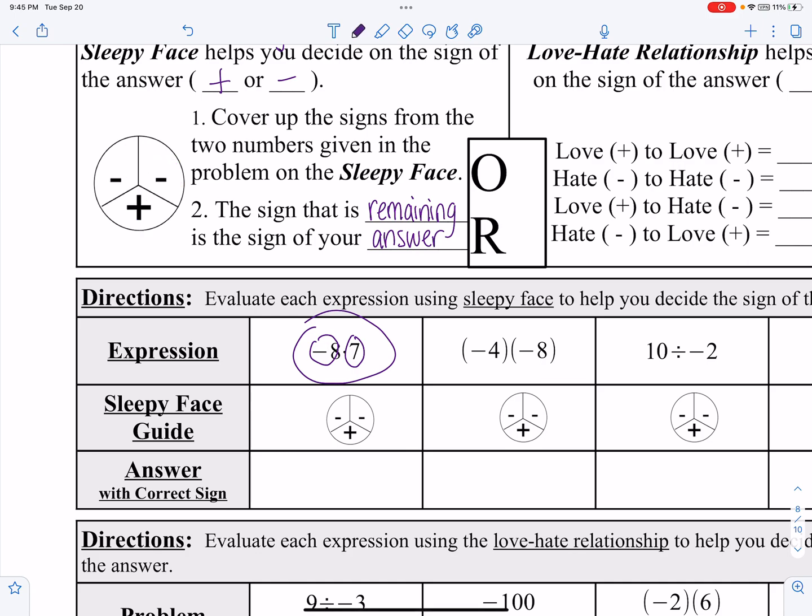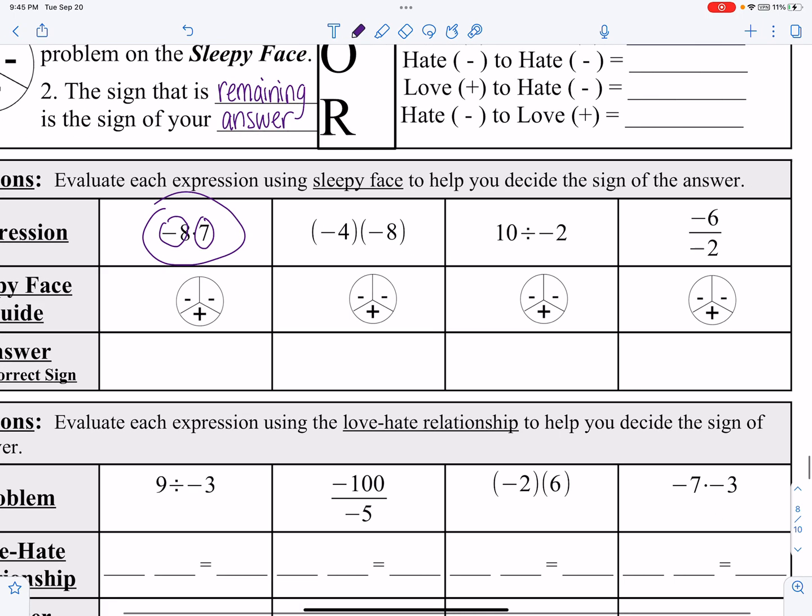It's an easy thing to draw. Let's go ahead down here and test it out on these problems. So you already did that with -8 times 7. So what you'll do is do 8 times 7 as you normally would. So 7 times 8 is 56. And then we cover up the negative, cover up the positive, and we're left with a negative.